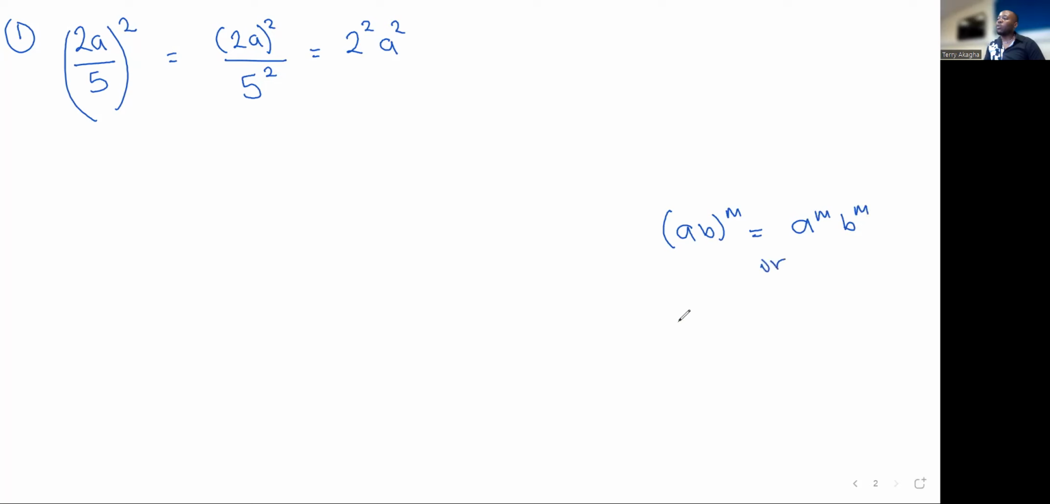Or if you want to look at it in this way, it's the same thing as saying a raised to the power 1, b raised to the power 1, all multiplied by m. And that will give us m times 1 will give us what? m, and b times 1 will give us m. So any way you want to look at it, it will give you the same thing. All right, so let's move on.